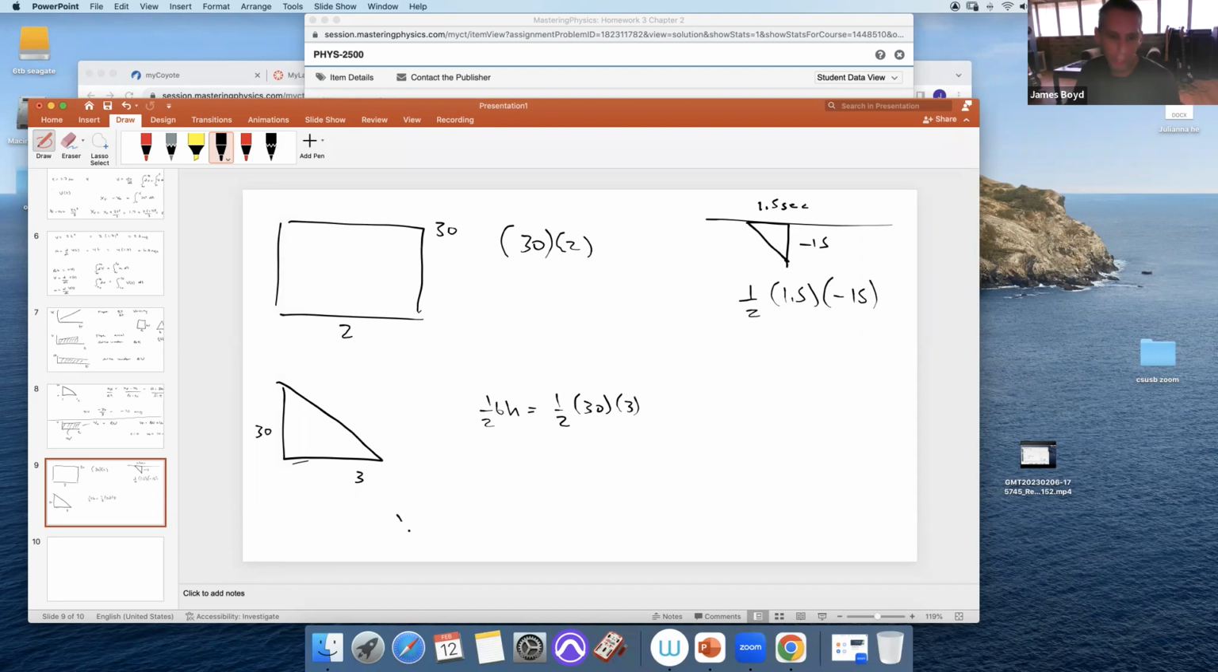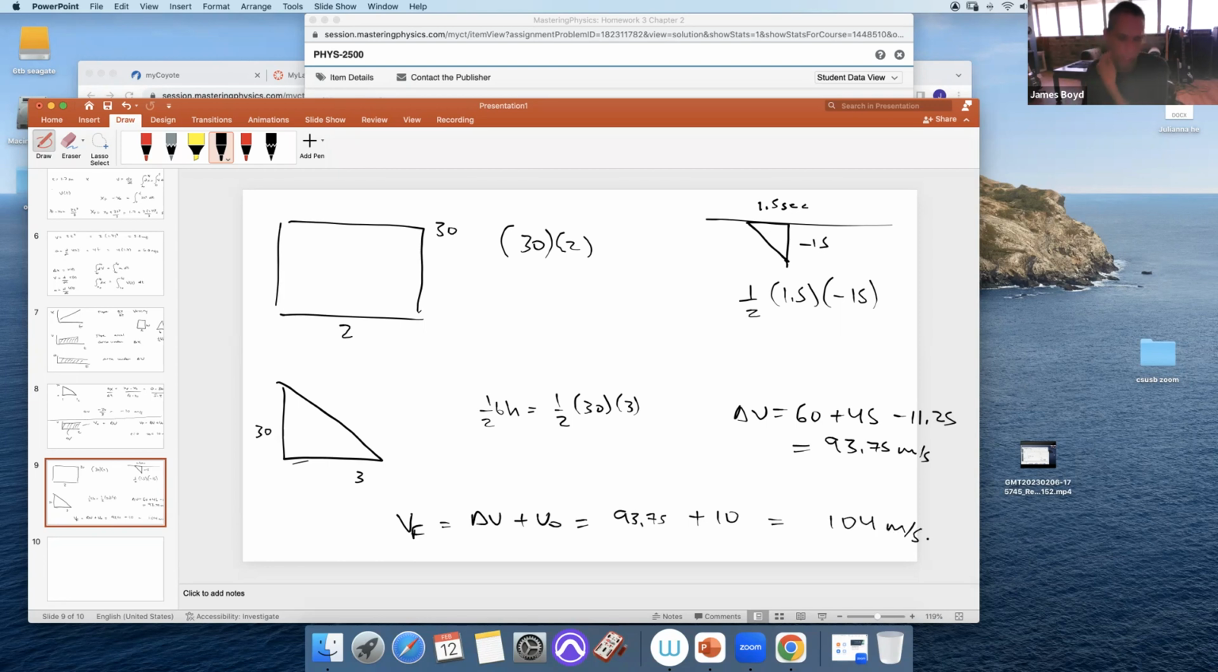We're going to add all these together. So our v final is our change of v plus our v initial. Our change of v is these three things. So 60, 1/2 of 15 times 3 is 45. 1/2 of 1.5 times negative 15 is 0.5 times 1.5 times 15, which is negative 11.25. Add all these together and I get 60 plus 45 minus 11.25, which is 93.75. But I'm not done. I have to add my initial velocity of 10. So I basically get 104 meters per second, or 103.75.